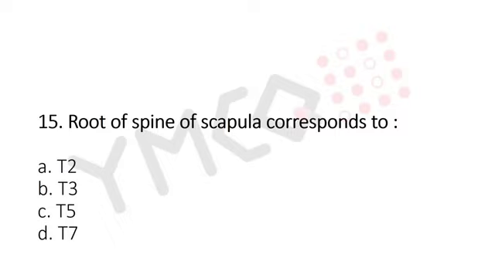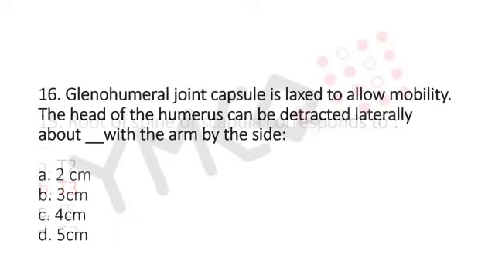Root of the spine of scapula corresponds to option A, T2, option B, T3, option C, T5, option D, T7. And the answer is option B, T3. Now let's move to question number 16.